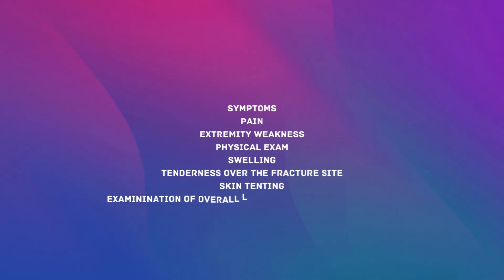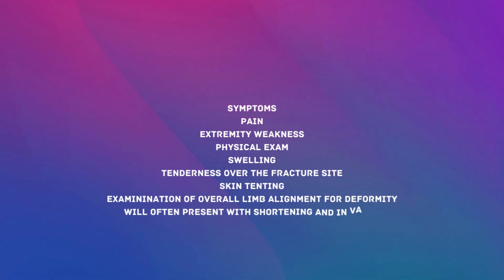The patient will present with pain, extremity weakness, and the physical examination will reveal swelling, tenderness over the fractured site, skin tenting. Examination of overall limb alignment for deformity will often present with shortening of the limb and varus.